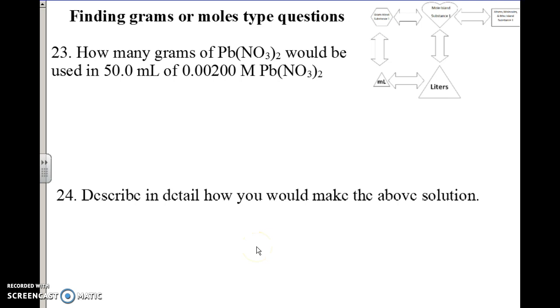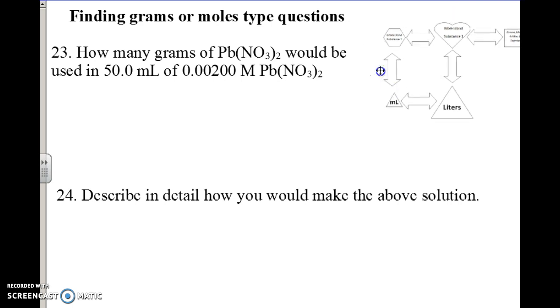23 for this problem. So in this problem, it wants to know how many grams of lead nitrate would be used to make 50 milliliters of 0.00200 molar lead nitrate.